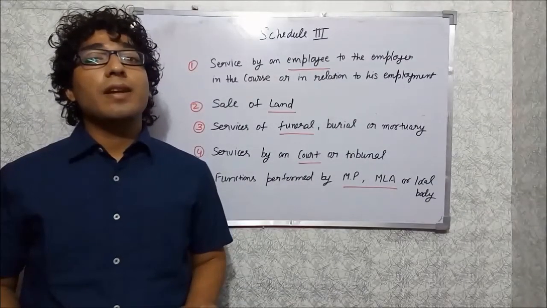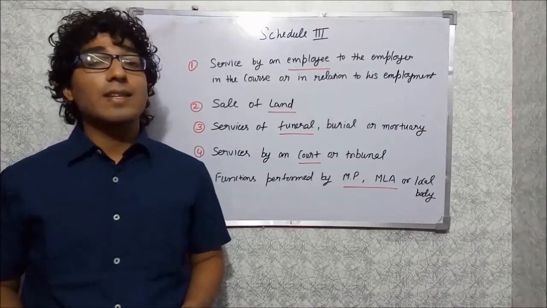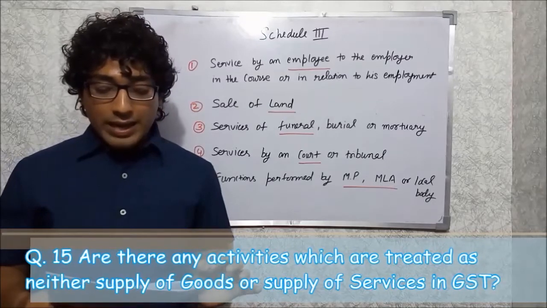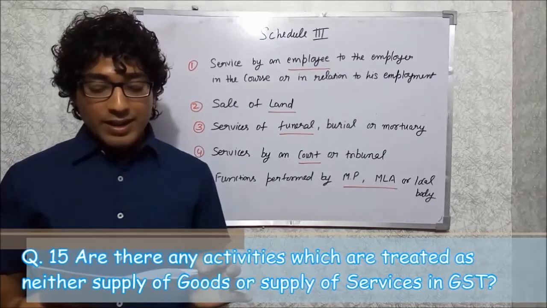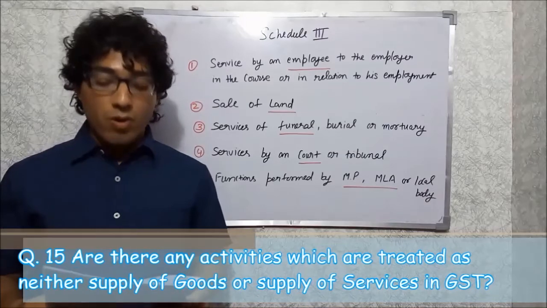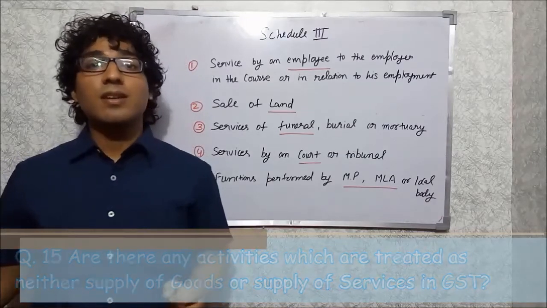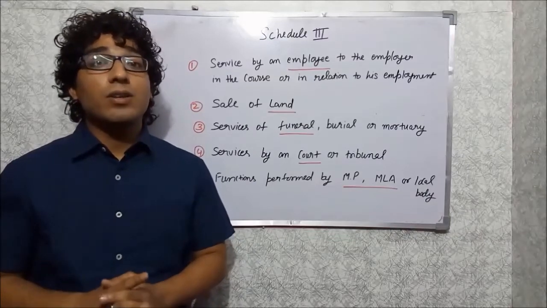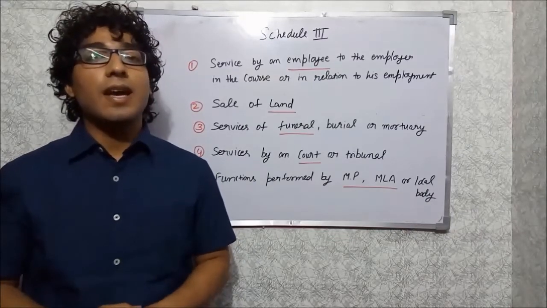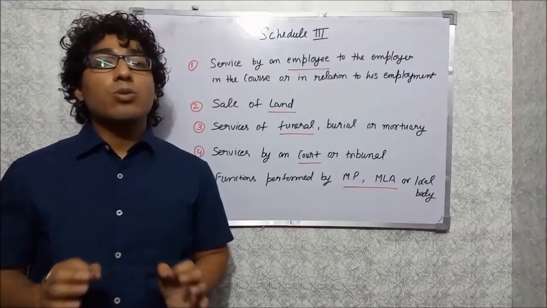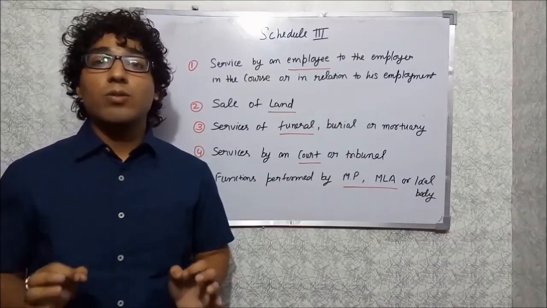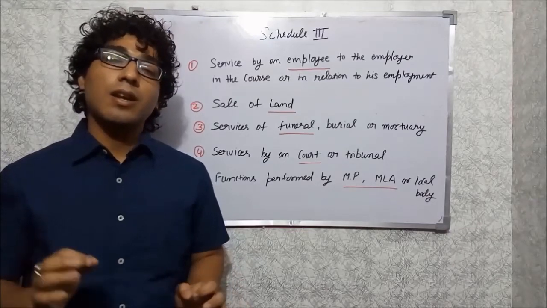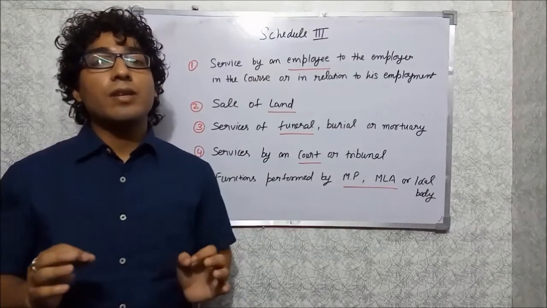The next question is related to those supplies which are outside the scope of supply under GST. So the question is, are there any activities which are treated as neither a supply of goods nor a supply of service under GST? The answer is yes. Those activities are listed under Schedule 3 of the CGST Act. It says that the activities listed in Schedule 3 will not be treated as a supply of goods or supply of service, even if they satisfy the definition of supply.